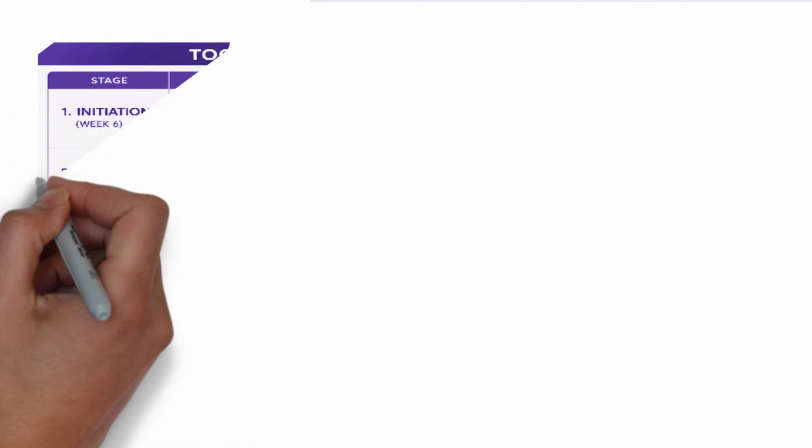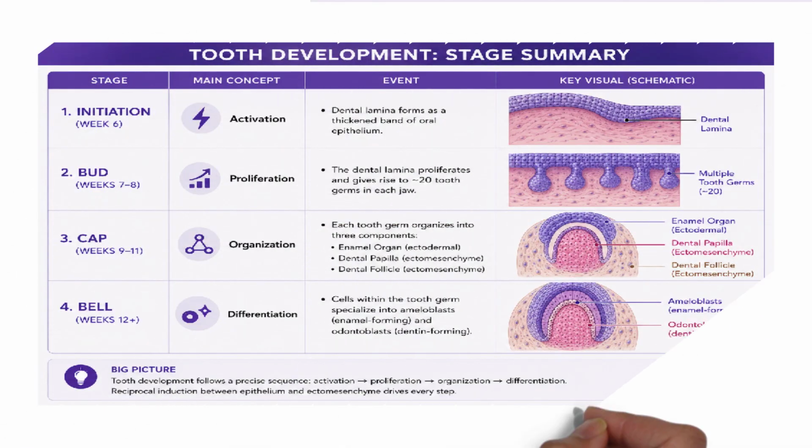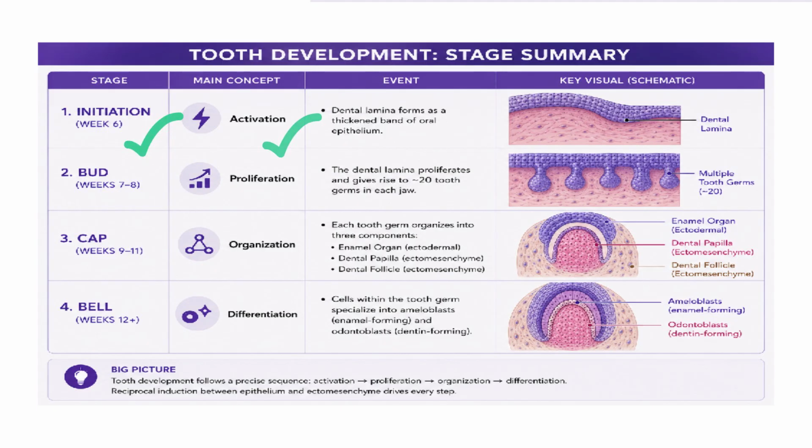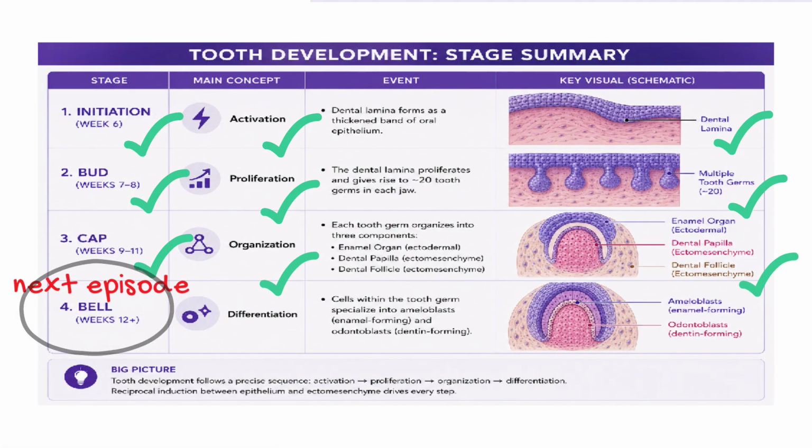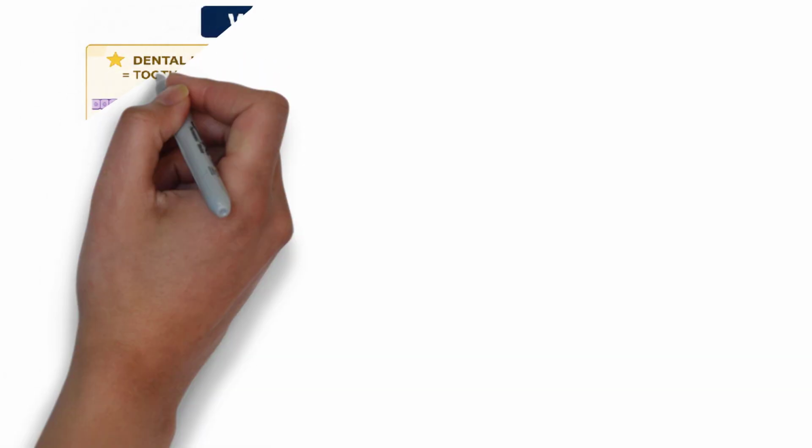Stage logic. Stage. Main concept. What happens? Initiation. Activation. Dental lamina forms. Bud. Proliferation. Tooth germs appear. Cap. Organization. Tooth components become identifiable. Bell. Differentiation. Cells specialize.